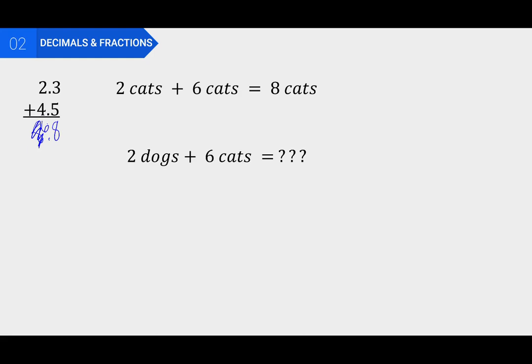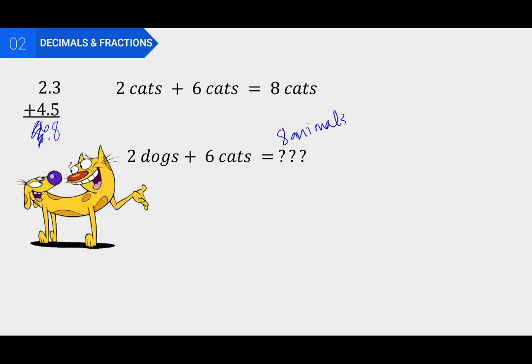But if we had something like 2 dogs and 6 cats, we could maybe say we have 8 animals, because they're different types of species, different animals. Or maybe if you're thinking about that 90s show, CatDog, you can call them cat dogs maybe. But it doesn't really work. They're not the same unit. Kind of like trying to add 3 inches and 2 centimeters. Not quite the same thing.